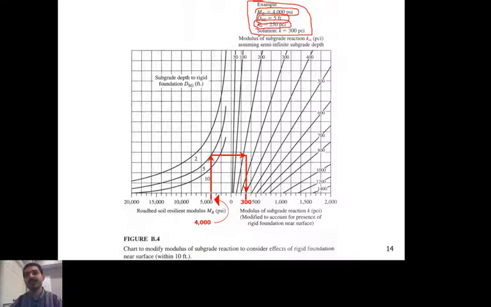K infinity, again, came from the previous step. It can be from step one or step two, but apparently, the way we call it K infinity, meaning that we had a PCC layer on top, and then we have a subbase, and then we have a subgrade that is not that thick. It's actually only 5 feet.